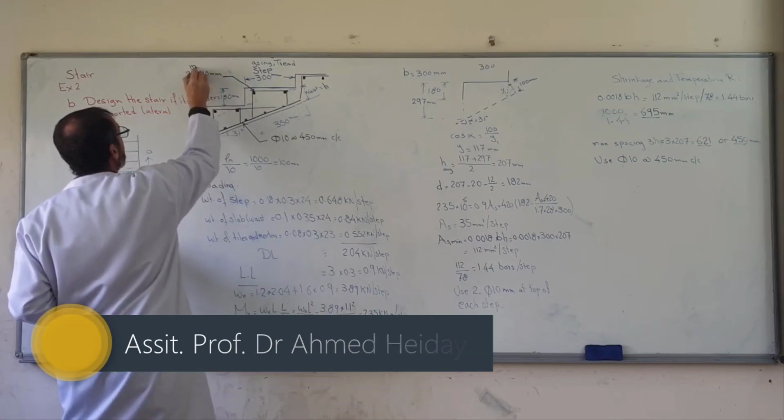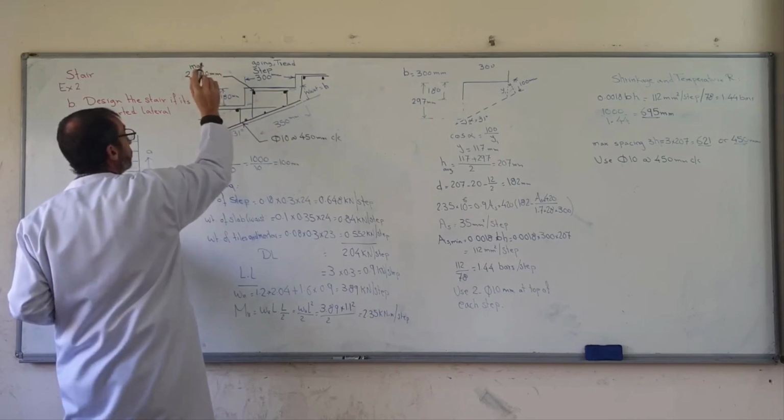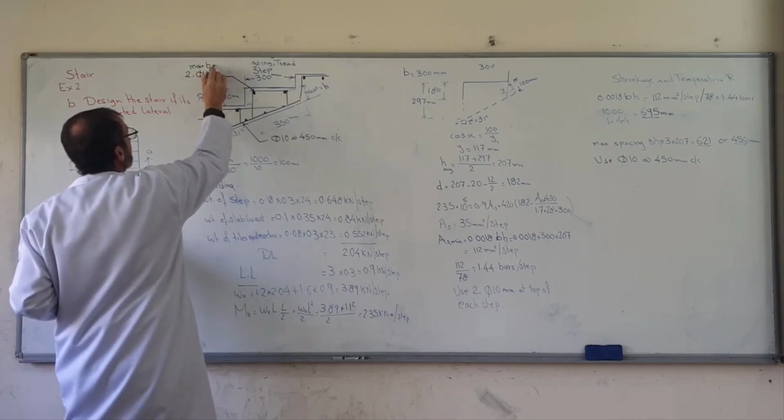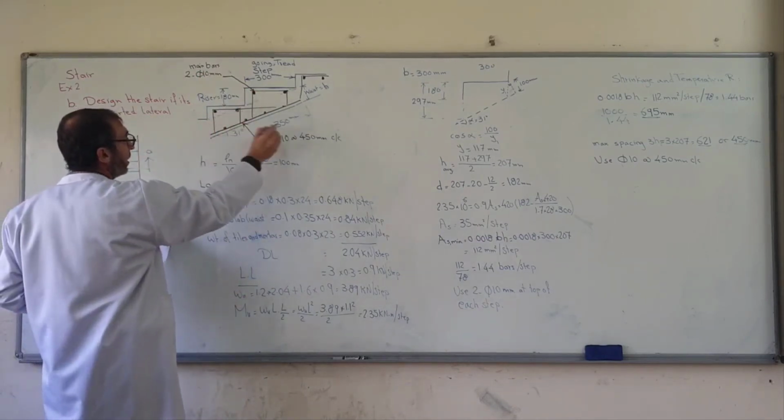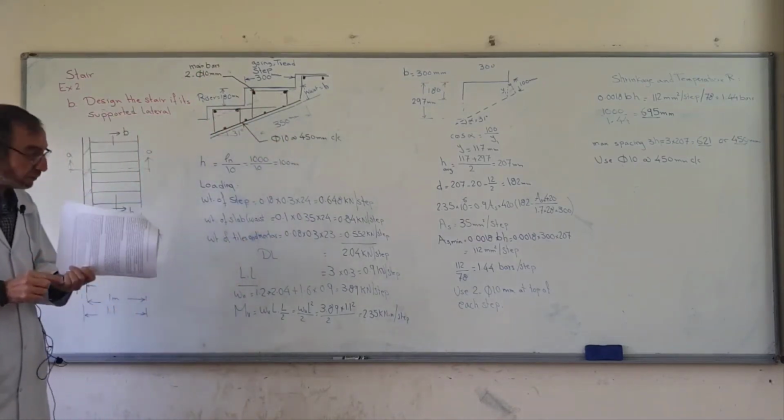This is main bar. Yes, it is very small, but it is main bar. This is main bars at top. The one at top is main bar. The other distances are 450 millimeters.